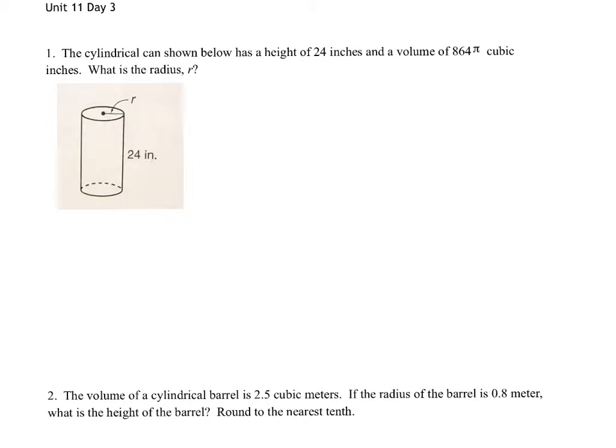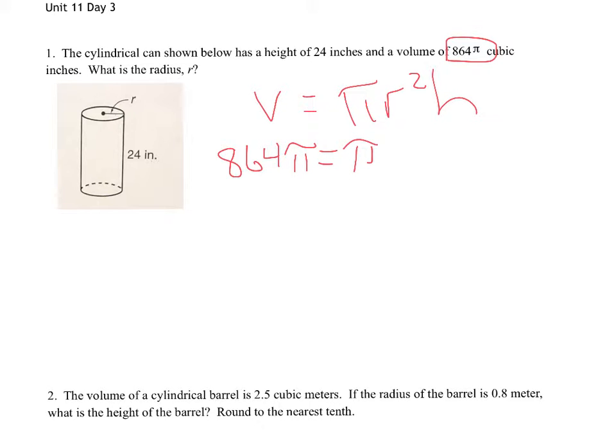Well, just like we've been doing all unit, we're always going to write down the formula. So volume for a cylinder is pi r squared h. This time we know the volume. We're going to plug the volume in for V. So I'm going to plug in my 864 pi right here for V. And continue on. Pi is always pi. Radius, we don't know the radius, so we're going to leave that as r squared. And the height, we do know.